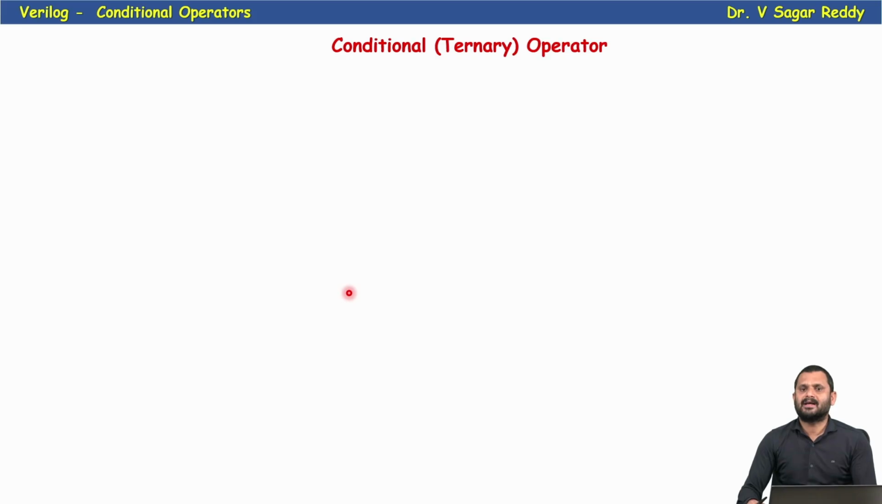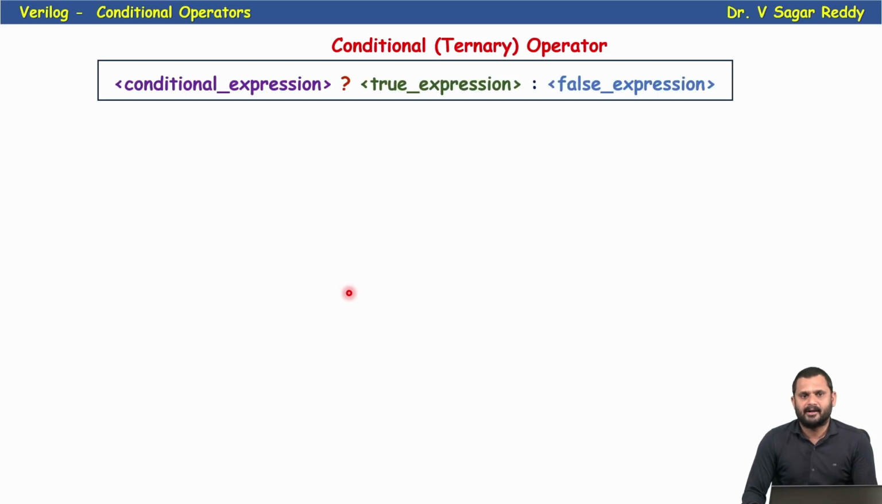So now coming to the conditional ternary operators. It's a very interesting operator. Most of the time we'll use this ternary operator. So this is the syntax for the conditional operator: conditional expression, question mark, true expression and false expression. This is a conditional expression. If this expression is true, then we'll execute the true expression. If it is false, then we'll execute the false expression.